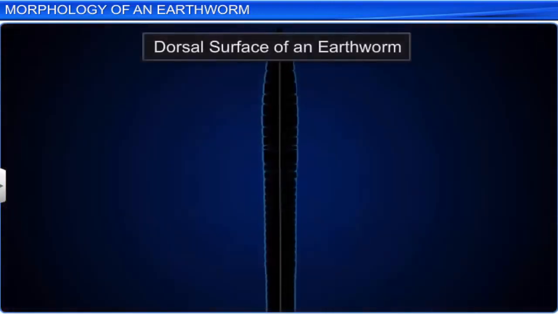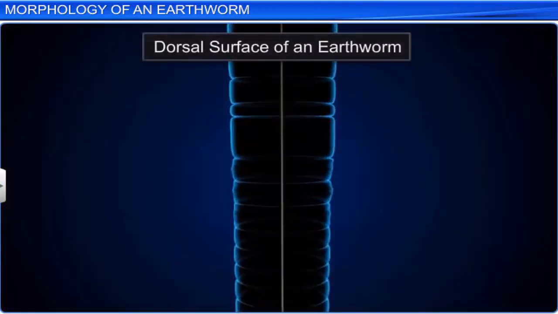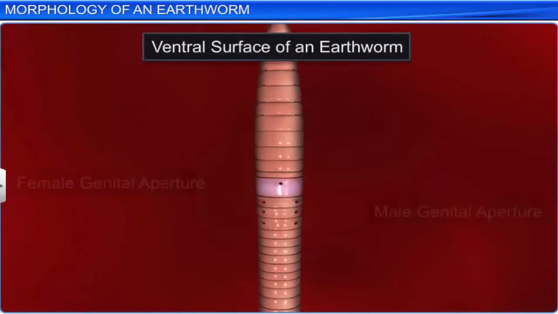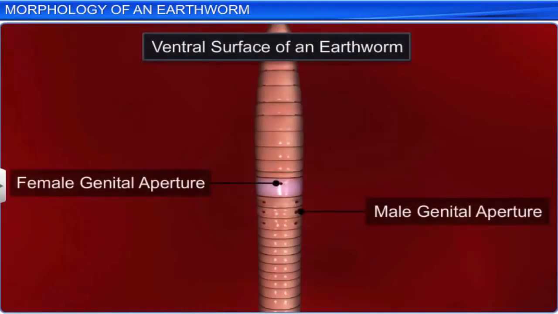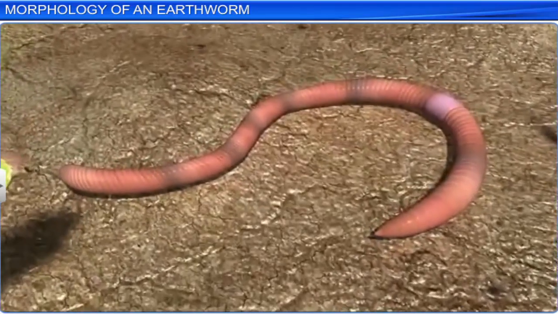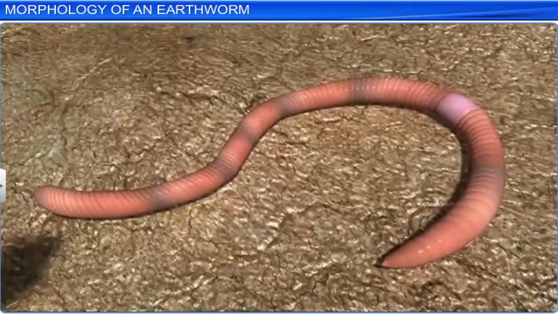The body of an earthworm can be dorso-ventrally differentiated. The dorsal surface has a dorsal blood vessel that runs longitudinally along the body, while the ventral surface has genital openings or pores. Similarly, the body of an earthworm can also be differentiated anteriorly and posteriorly.